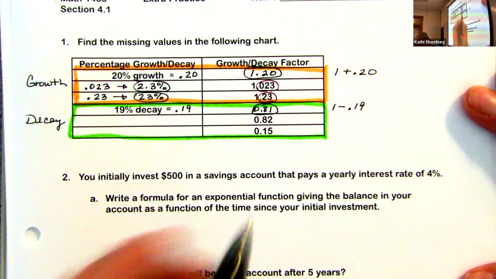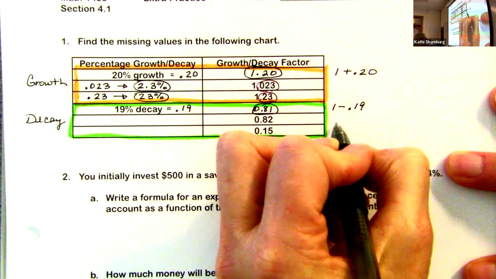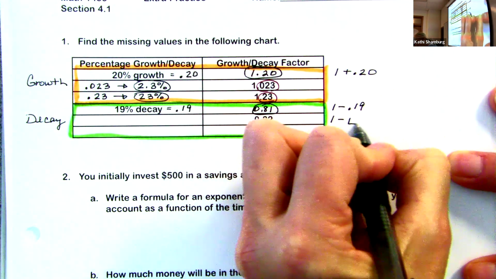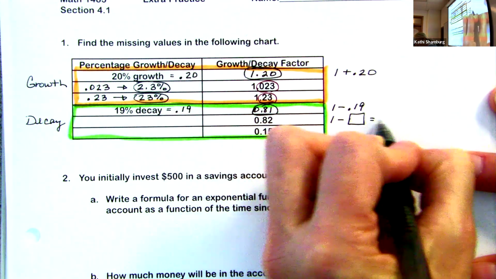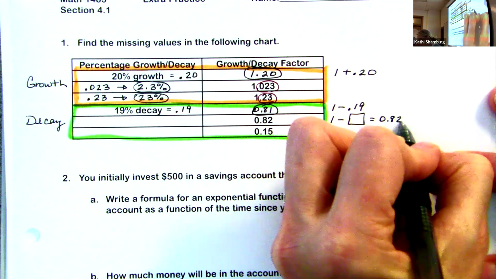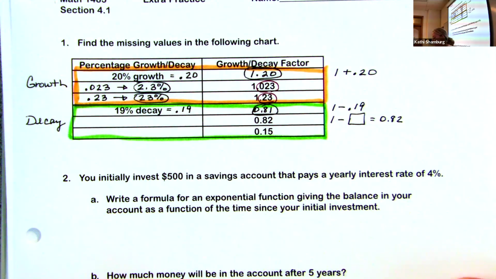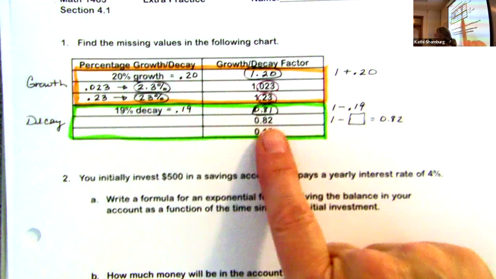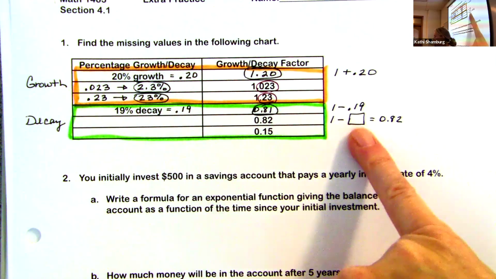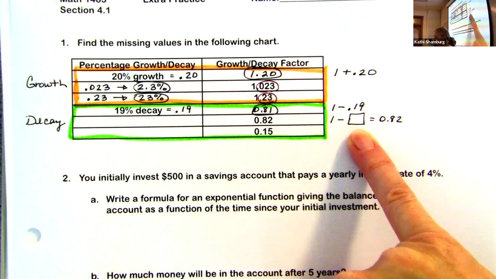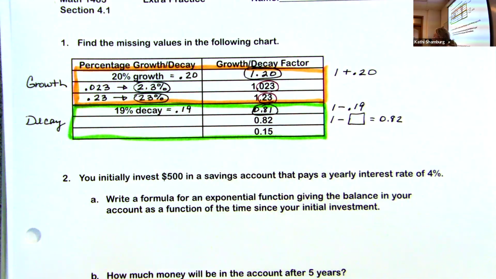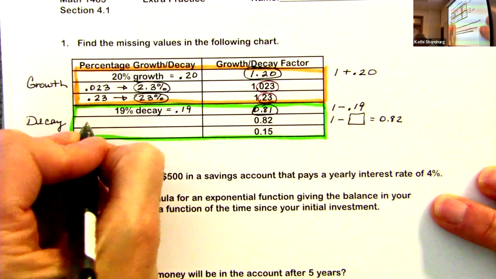All right, so then on the next one, we know that 1 minus something gives us 0.82, and I need to find out this number. The easiest thing is just to do 1 minus 0.82, and then you're left with what you're looking for. What'd you get? 0.18.